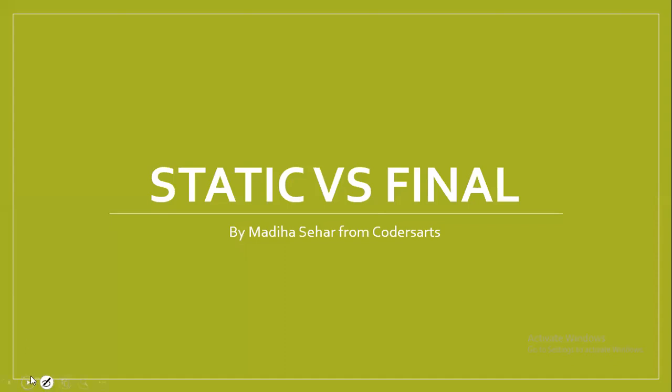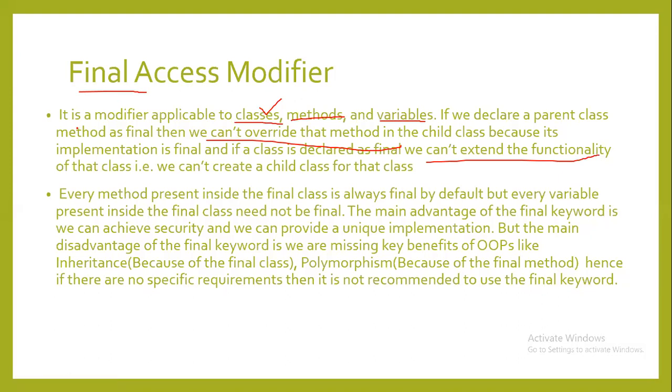Let's get started with the final keyword. It is a modifier applicable to classes, methods, and variables. If we declare a parent class method as final, then we cannot override that method in the child class because its implementation is final. And if a class is declared as final, we cannot extend the functionality of that class. That is, we cannot create a child class for that class.